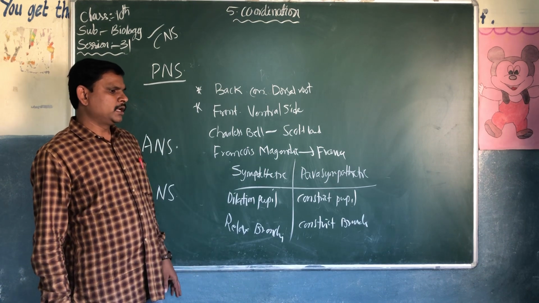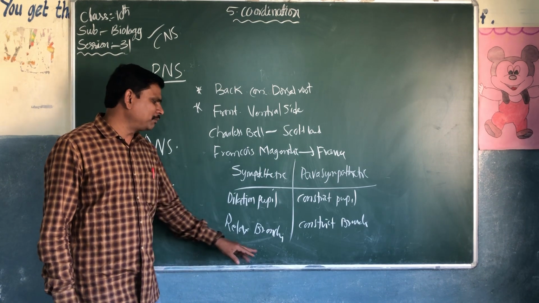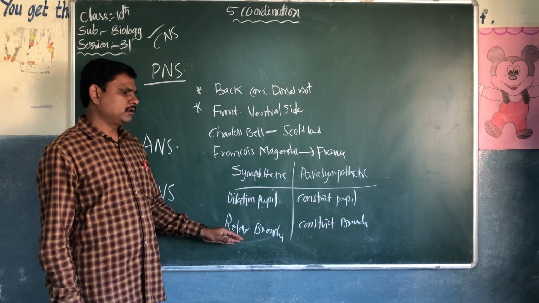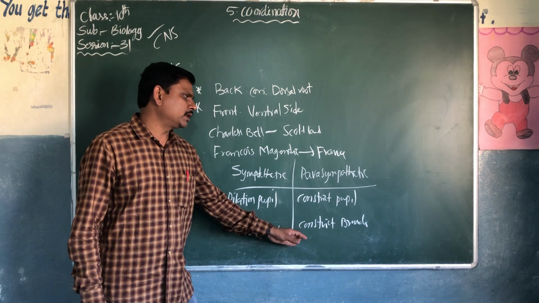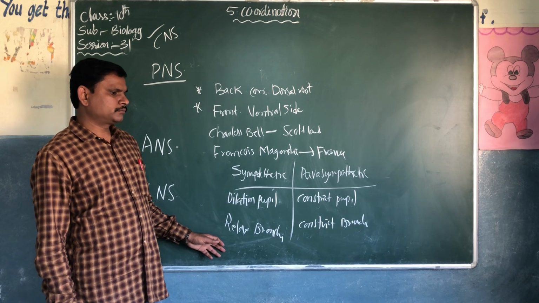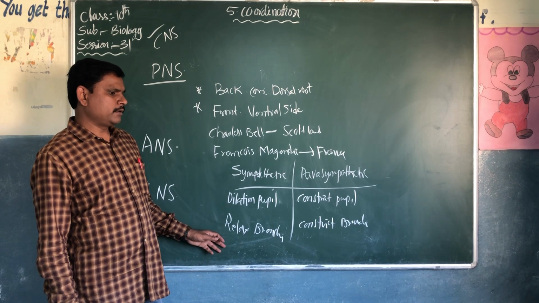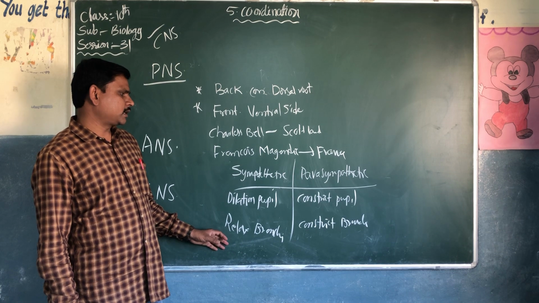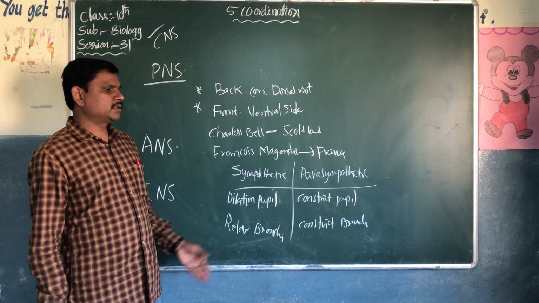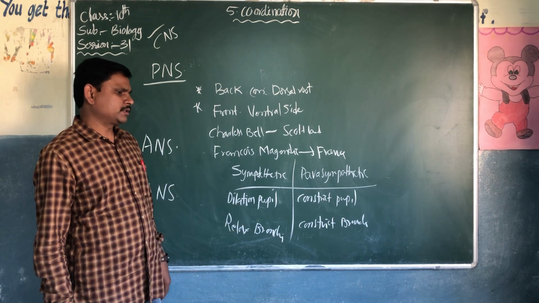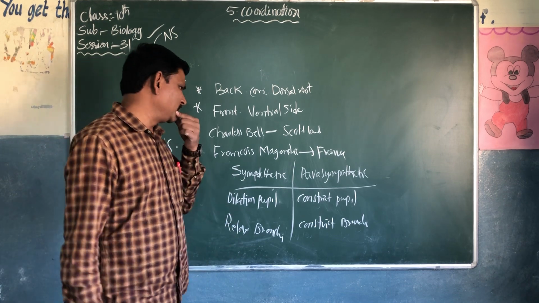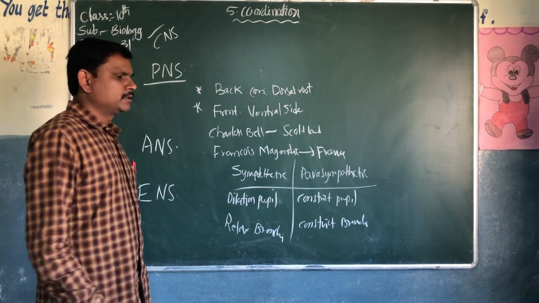Next one is relaxation of the urinary bladder, which comes under the sympathetic. Constriction of the urinary bladder is parasympathetic. Inhibition comes under the sympathetic, and constriction and stimulation come under the parasympathetic. These are the differences between the sympathetic and parasympathetic.